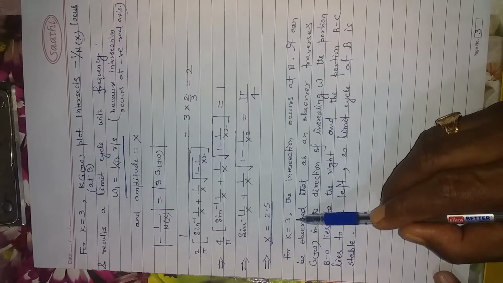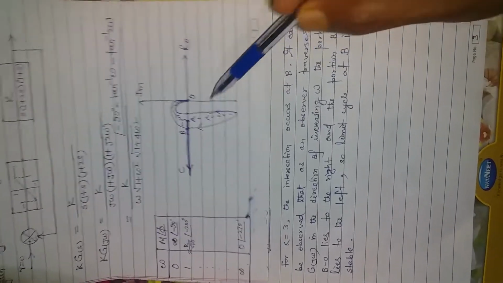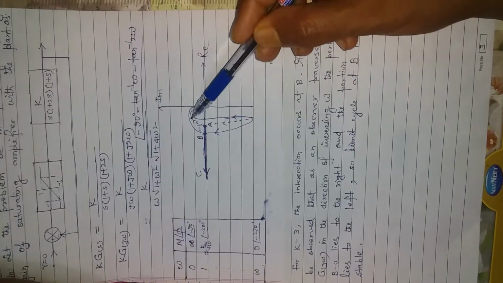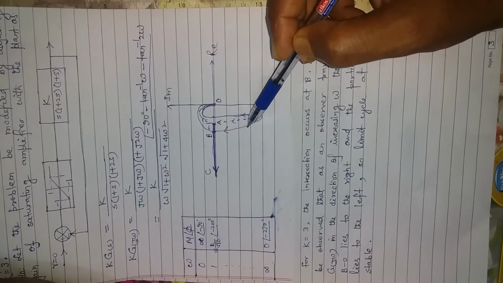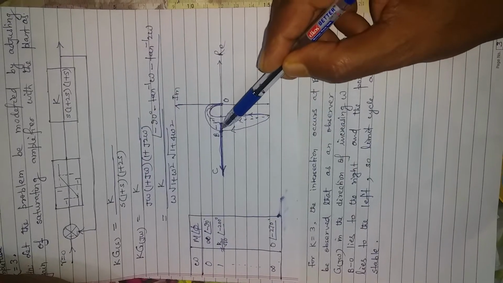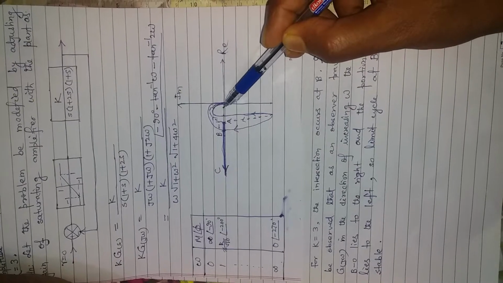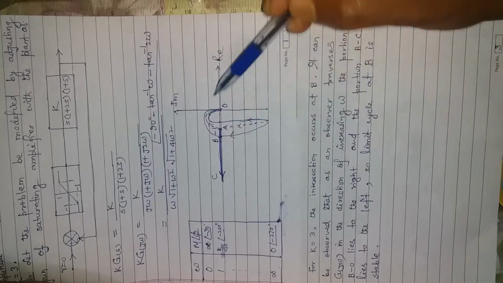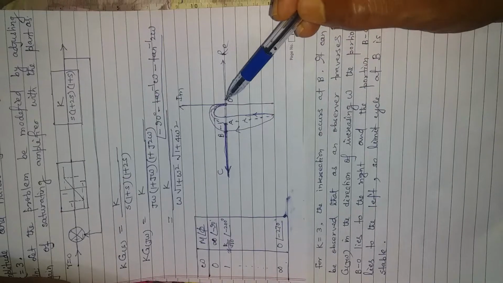So for k equal to 3, the intersection occurs at B. We can see here, the intersection occurs at B. It can be observed that as an observer traverses G(j omega) in the direction of increasing omega, the portion BO lies to the right. So it represents unstable operation, and the portion BC lies to the left. So it represents a stable operation.